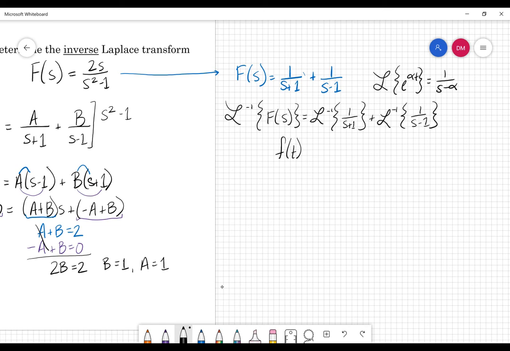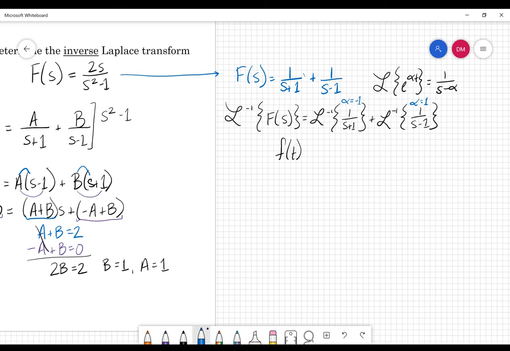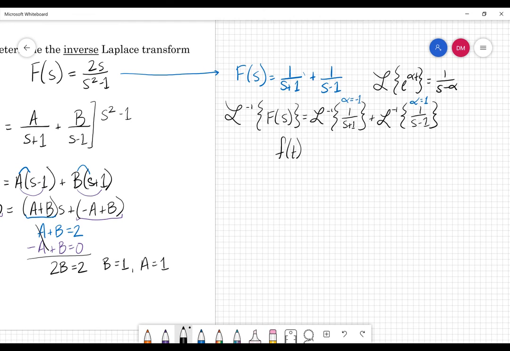Right here, going back to my transform from my table here, it looks like this would be an alpha of -1. And it looks like right here that this would be an alpha of +1. And so performing those inverse transforms means that this would be e to the -t for the first term, and this would be e to the +t, and that would be my lowercase function f.